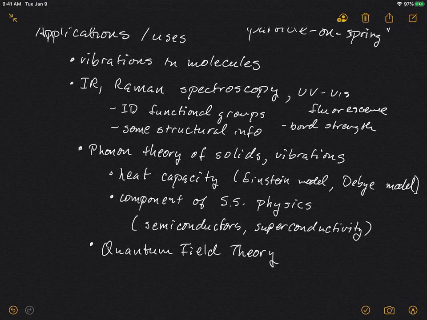So one thing about the infrared and Raman spectroscopy: infrared in particular is considered kind of an older technique. It's kind of a 1950s type technique, when it was most widely used. It's still a workhorse. It's not the go-to method for getting a precise structure of a molecule. That would be more NMR.